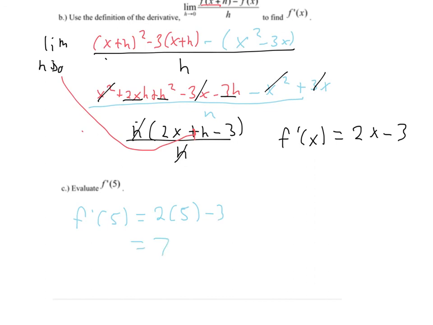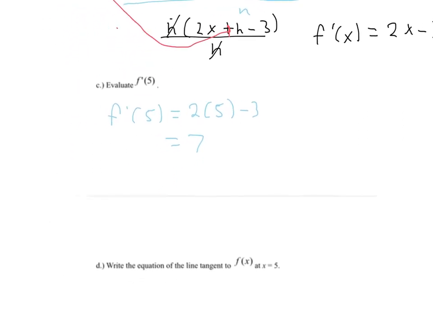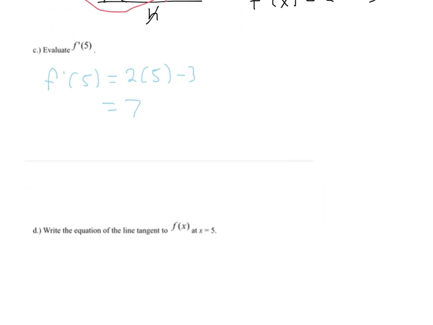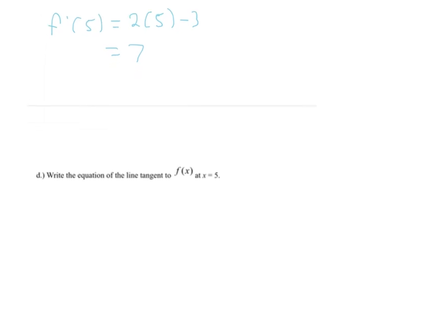Now that you have the derivative, you can plug in 5 for x. So I have an equation for the derivative in 2x minus 3. I can plug in 5 and I get that the derivative at that point is 7.